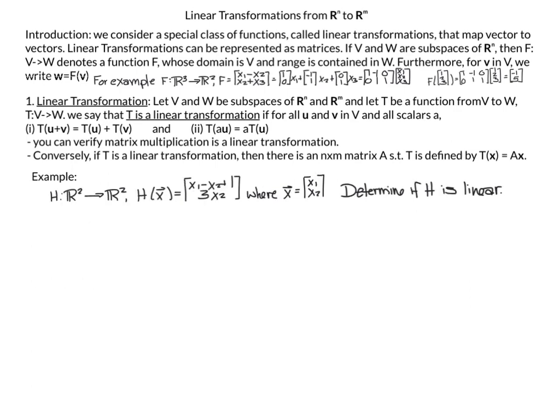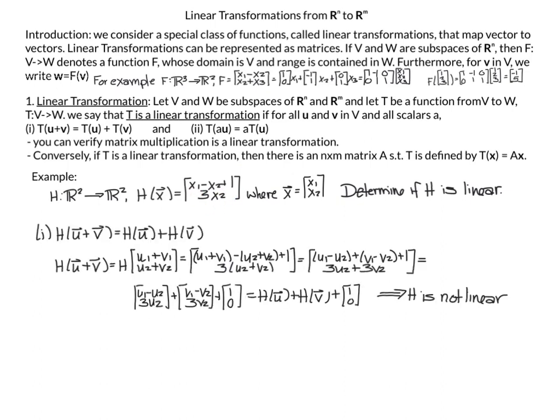My next example, I have my function h that goes from R2 to R2. So h of x, where x, again, is in R2, so that looks like x1, x2. h of x is defined to be my first coordinate minus my second coordinate plus 1, and then 3 times my second coordinate. To look at the first condition of linear transformations, T of u plus v has to equal T of u plus T of v.